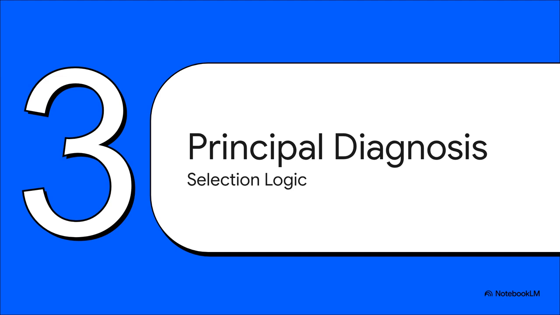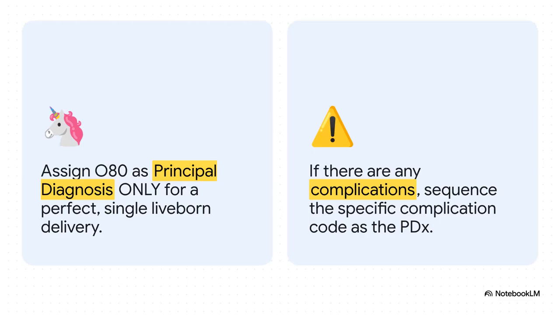Up next is Section 3, Principal Diagnosis Selection. This is arguably the most important decision on the chart because it drives the entire MS-DRG grouping. Clinical presentation completely dictates your sequencing here. Code 080, that's basically the unicorn of maternity coding. You only ever assign it for a single live-born, full-term vaginal delivery with absolutely zero antepartum or postpartum complications.